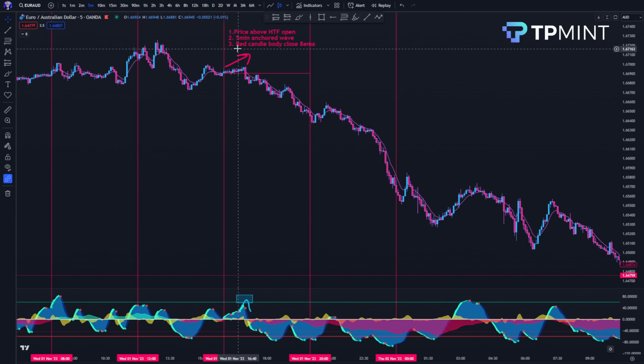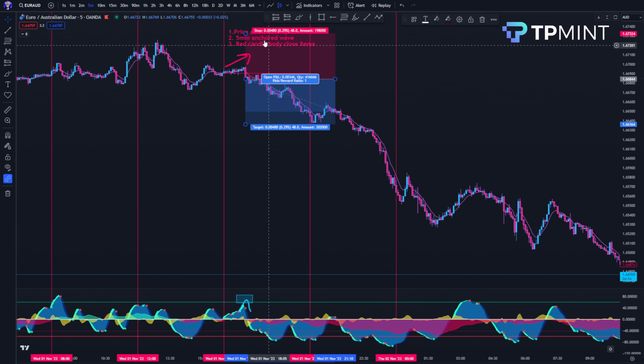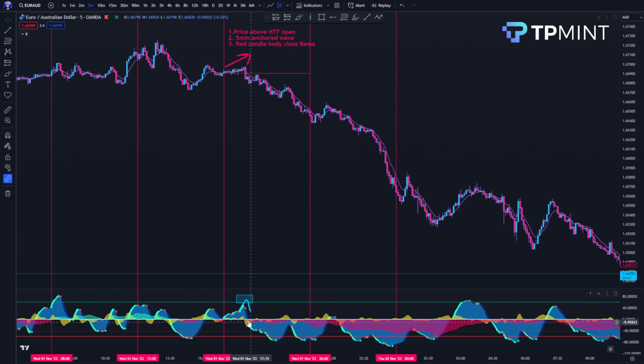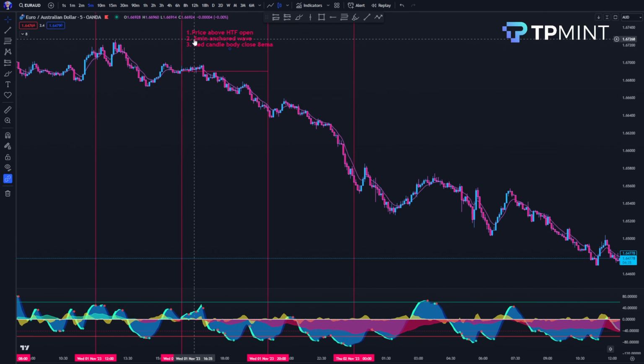Step 3, you want a red candle body close under the AEMA. And that would be your entry, right? So that would be a perfect sequence. 3 out of 3 on the checklist has been met. It happens sometimes that only 2 out of the 3 criteria on this checklist gets hit, and the move still plays out, and it is still an incredible move.